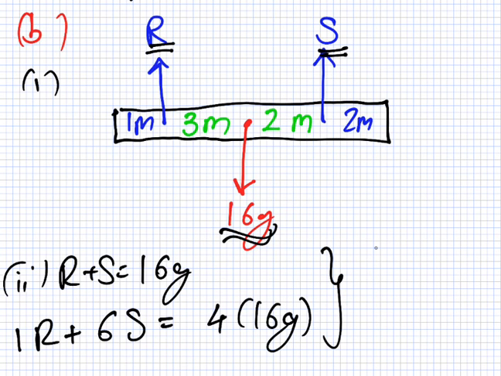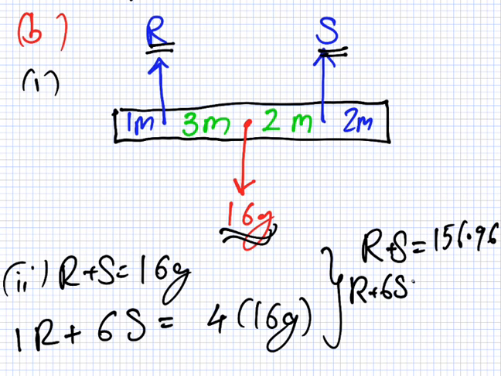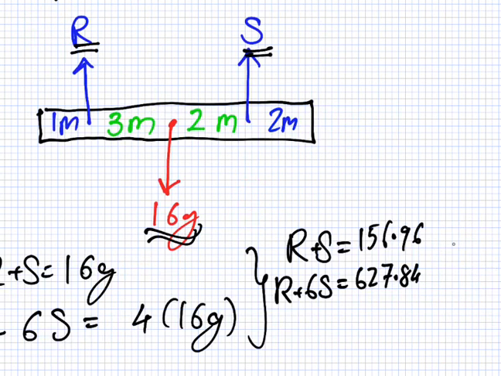So I have now R plus S should equal 156.96, and then here I have R plus 6S should equal 627.84. Okay, what's the best way to solve this? What method? Sorry, that is only for electricity. For here, elimination, just subtract them.